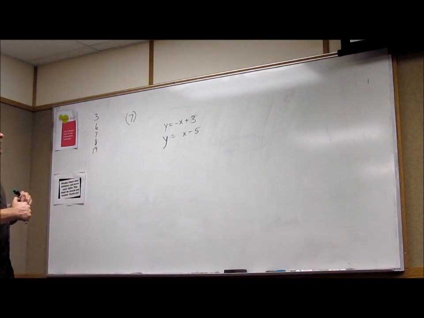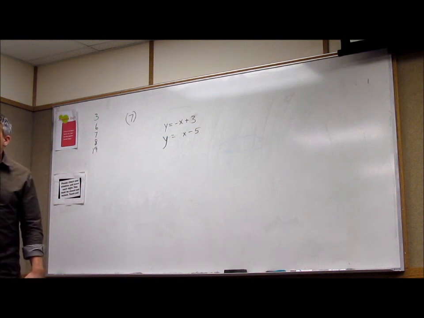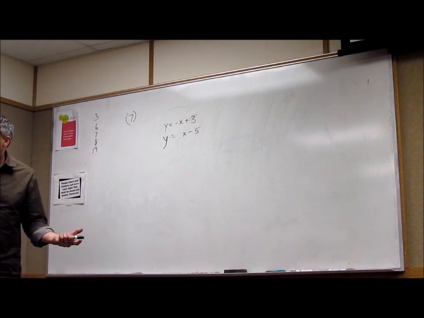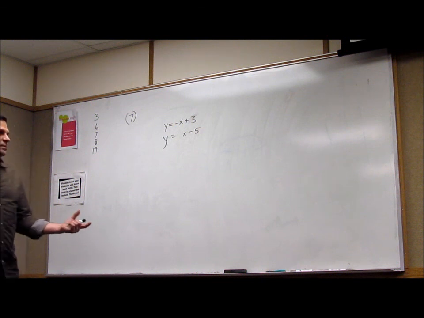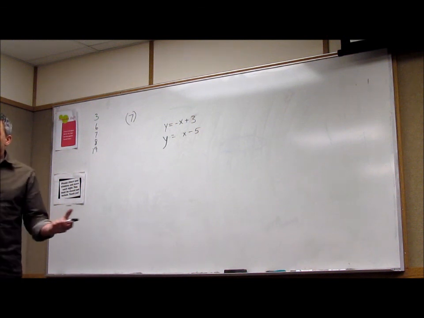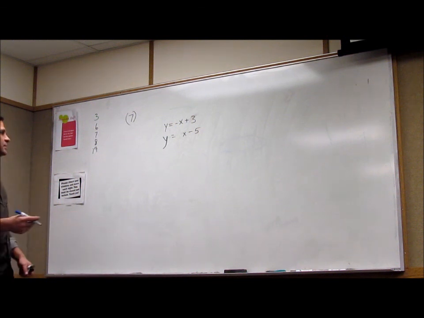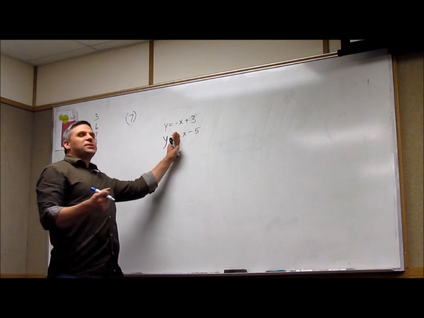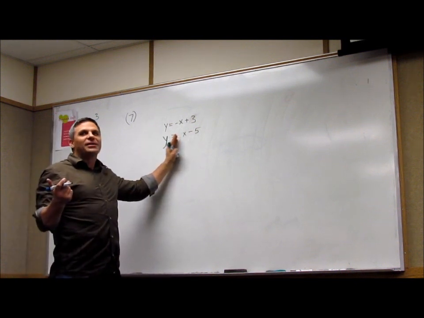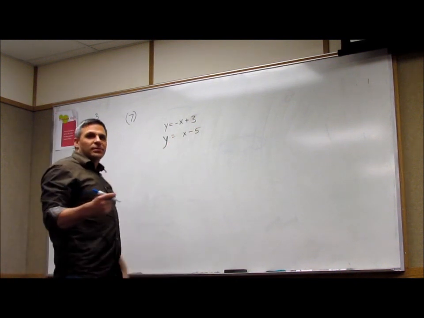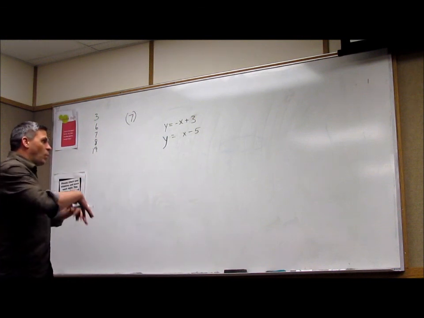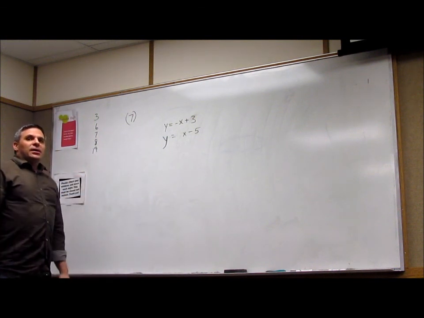Alright, so we got y equals negative x plus 3 and y equals x minus 5. We're going to find the intersection. What is the solution of the system? Here's the cool thing. We know that the slopes aren't the same, right off the bat, so I know they intersect. So where do they intersect?